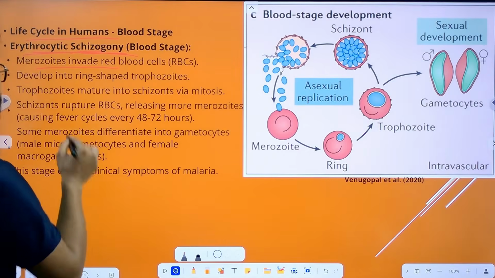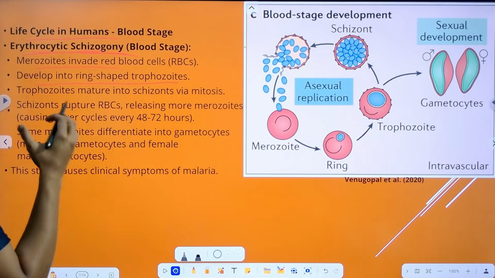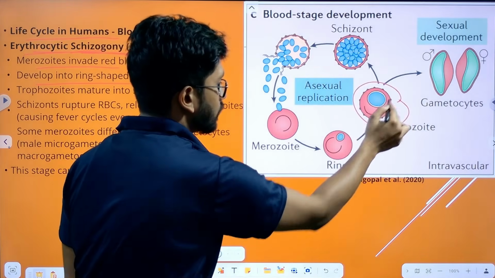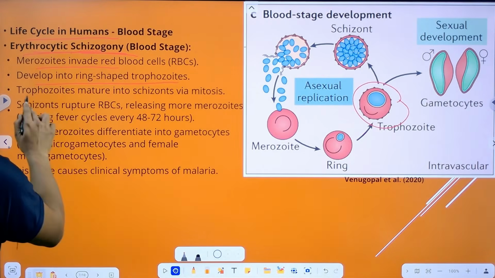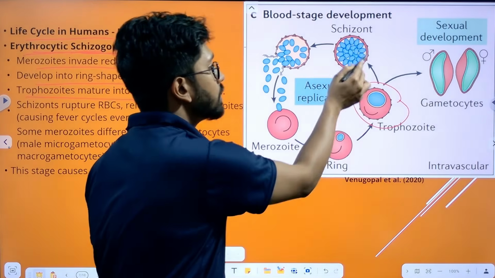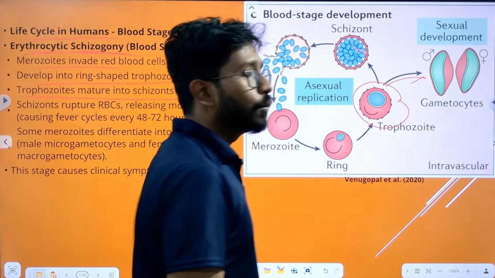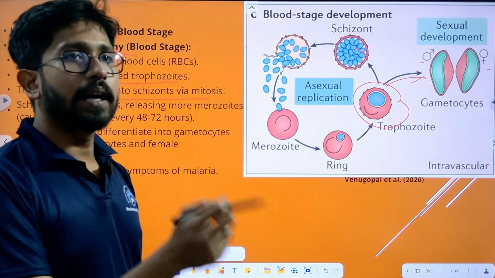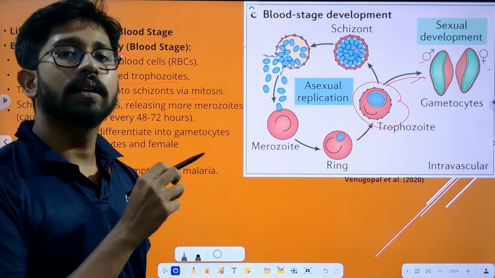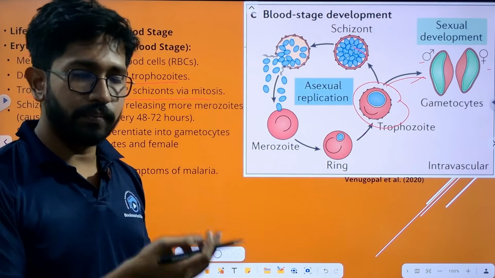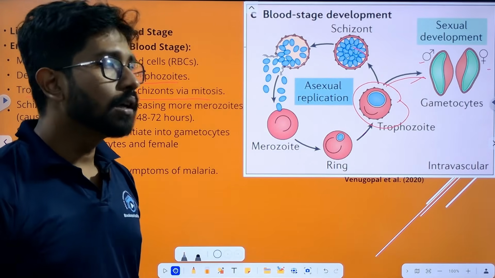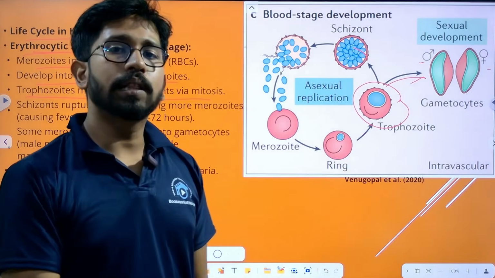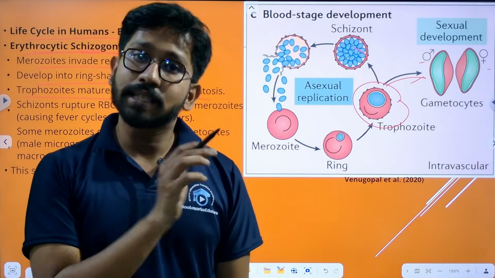The merozoite invades a red blood cell. It develops into ring-shaped trophozoites. See, these are trophozoites, and then trophozoites mature into schizonts. And from the schizont, they will also create different gametocytes, the male and female gametes. These gametes will further go into the mosquito when a mosquito sucks blood from an infected human being. When a person affected by malaria is bitten by a mosquito, these gametocytes go into that mosquito and complete their sexual phase there.